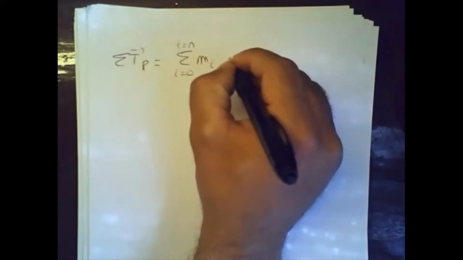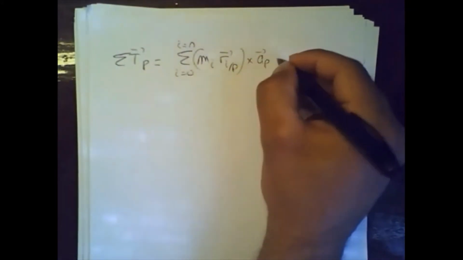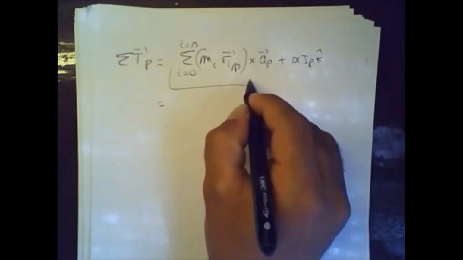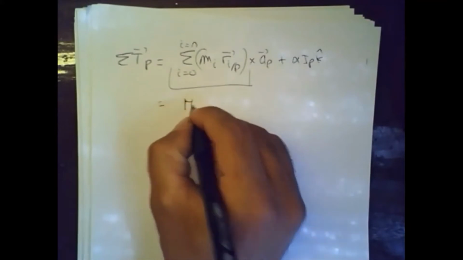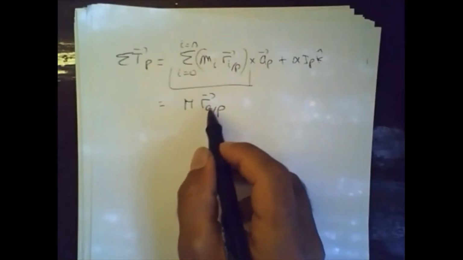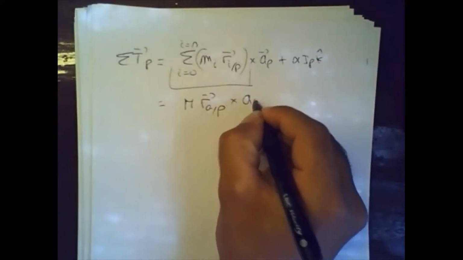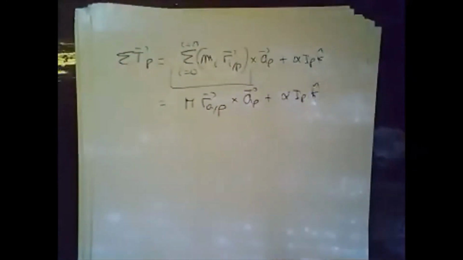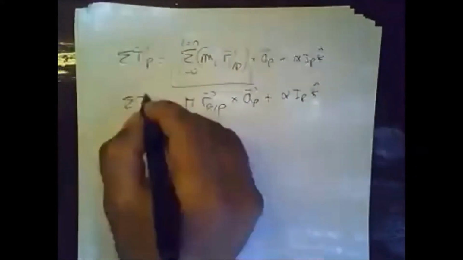So here, summing the torques about point P is equal to the sum from i equals 0 to n. Here, basically, you're simply assuming r cross a_P plus alpha I_P, okay? And I said that this is equal to what? Is equal to M, the total mass of the rigid body, multiplied by r_G with respect to P. So now the center of gravity is coming in, cross a_P, right? Plus alpha I_P k. Okay, so to recap, right?